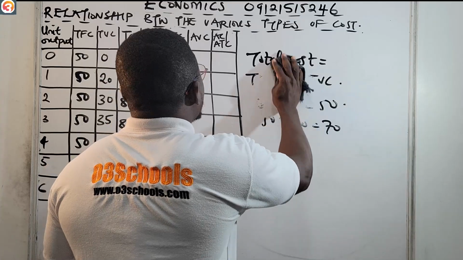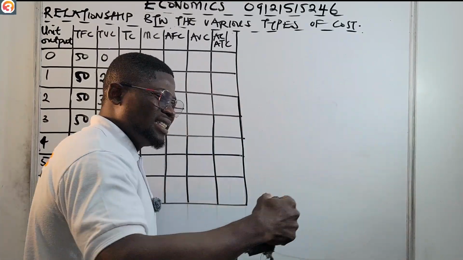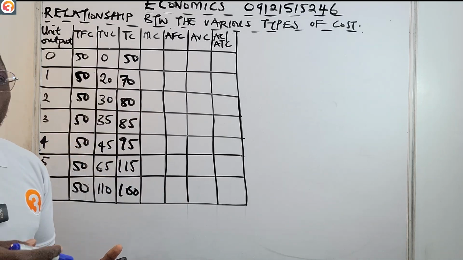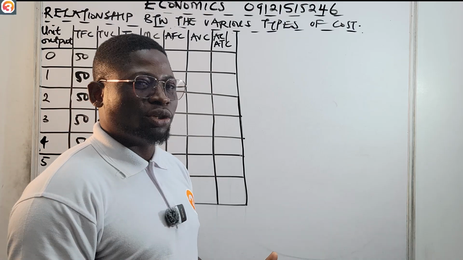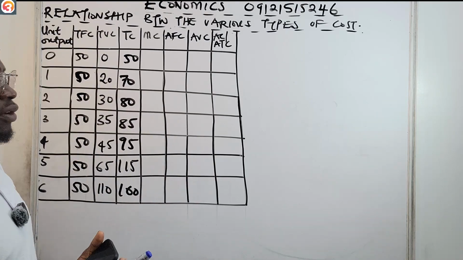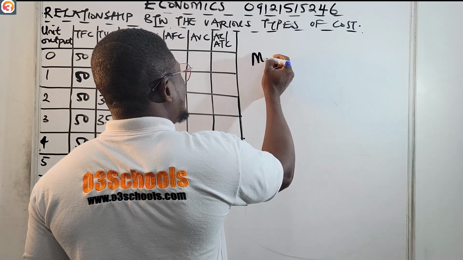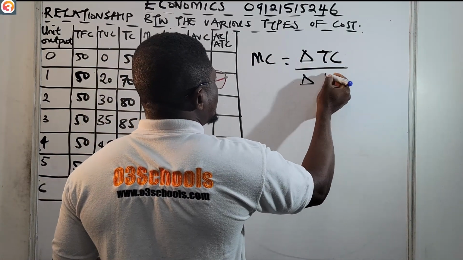Now I've gotten our total cost. Now, what's our marginal cost? We say that our marginal cost is the extra or additional cost that a producer or a firm incurs in producing an extra or additional unit of output. So for that singular reason, our marginal cost formula is MC equals change in total cost over change in Q.